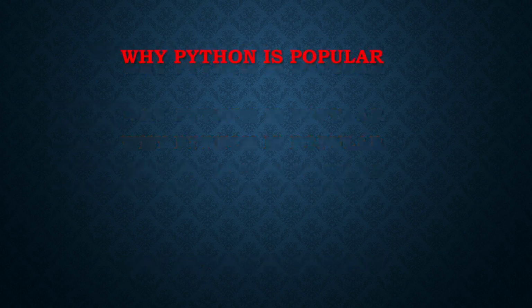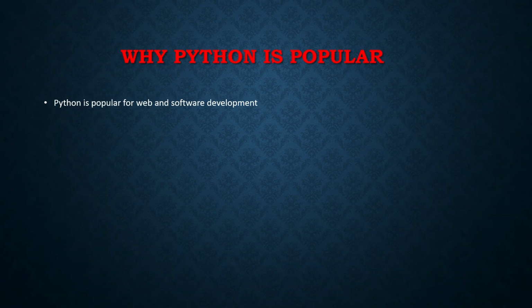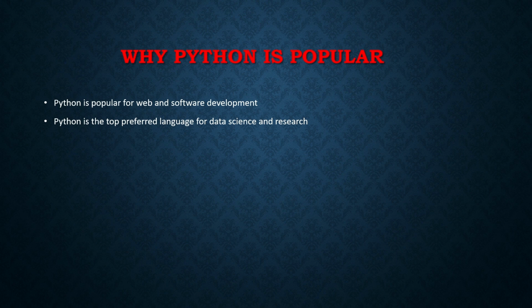So now let us talk about a brief about why Python is popular. Python is popular for web application and software development, because you can create complex multi-protocol applications while maintaining a concise readable syntax. In fact, some of the most popular applications were built with Python. Python is a top preferred language for data science and research because it has a simplified syntax and is not complicated, which gives more emphasis on natural language.